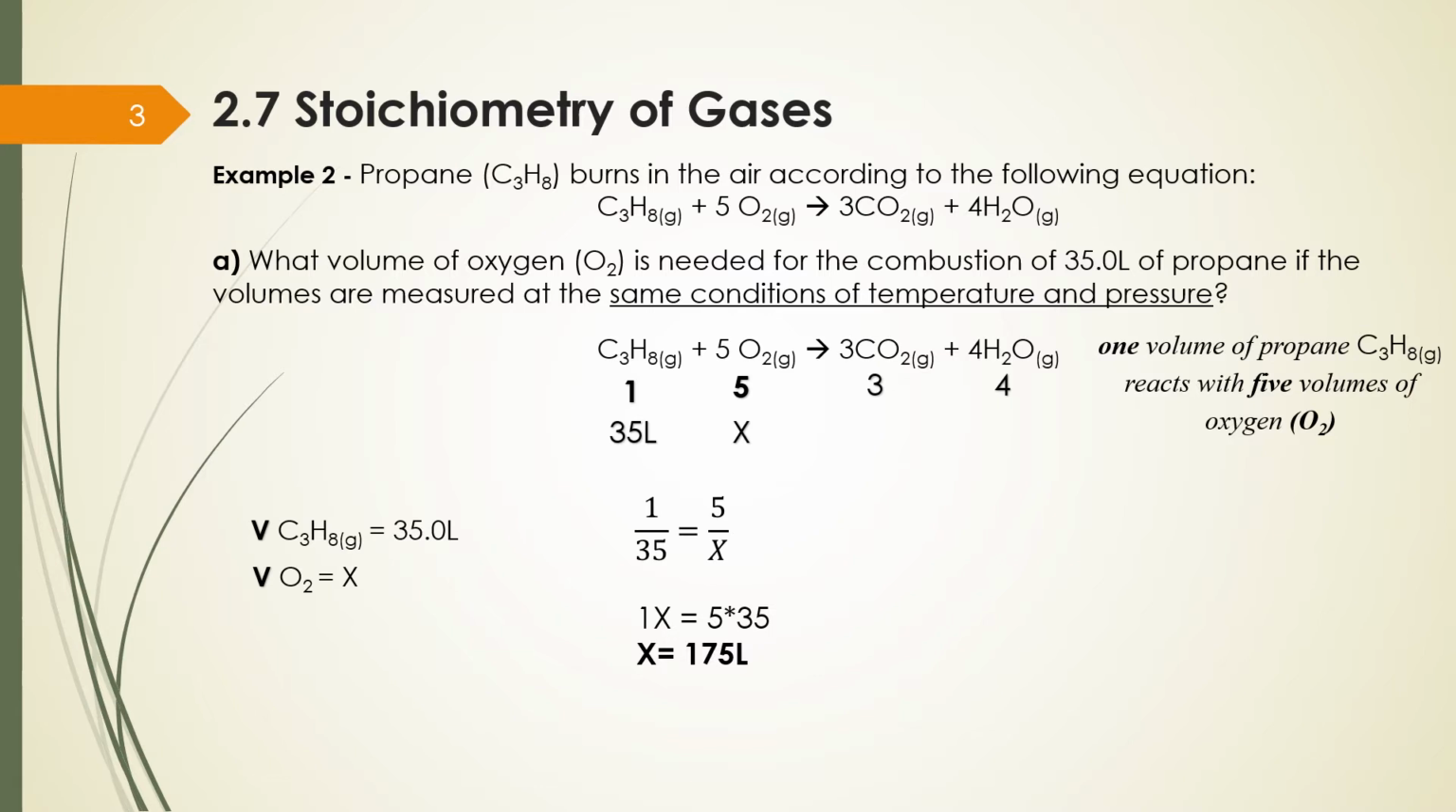Okay, why can I do it directly? Because I know the volume ratio doesn't change. So if I have 1 volume here, I have 5 here. So if I have 35 here, I'm going to have 175 here. So it's going to have 5 times more. Okay? So how do I answer my question? The volume of oxygen needed is 175 liters. So this one was easy. I didn't have to do any conversion. Okay? Why? Because I have the volume ratio and the liters already, so I can plug in directly.